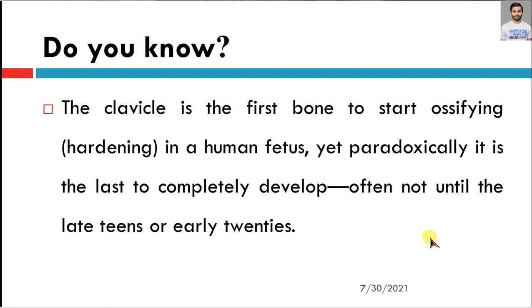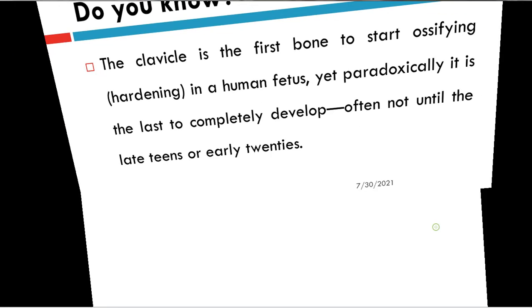Now this is an important fact to remember, that the clavicle is the first bone to start ossifying in the human fetus, yet it is paradoxically the last to completely develop. Often it is not developed fully until the late teens or early 20s.